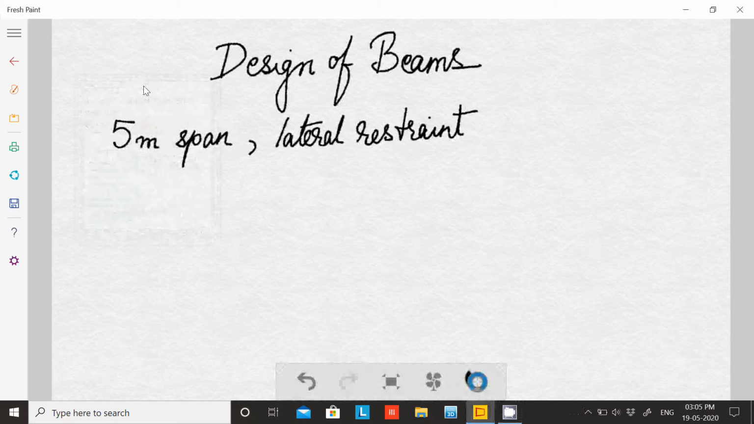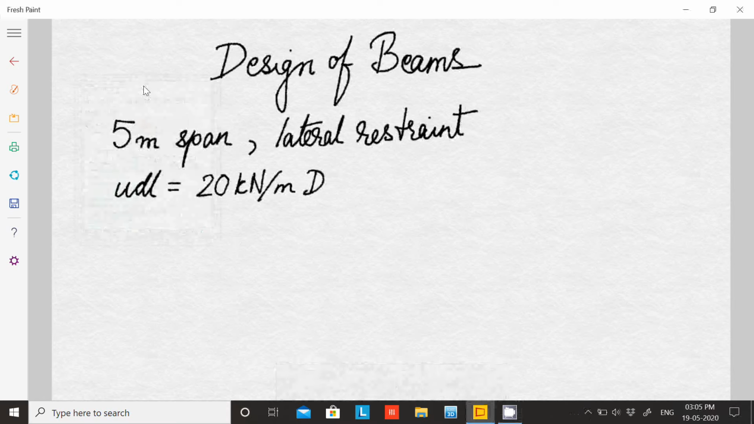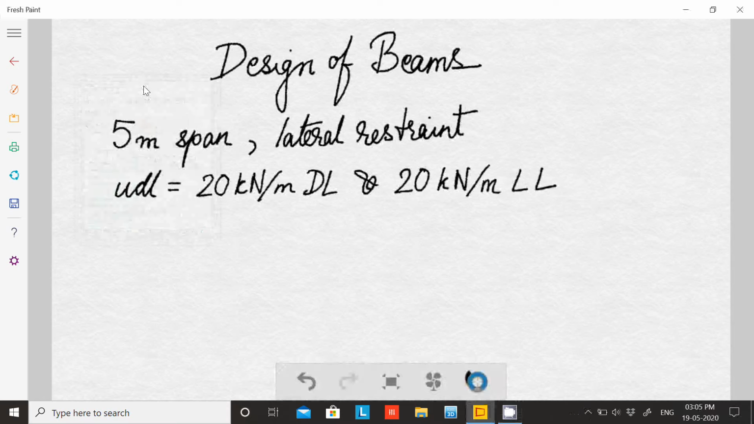Okay, and there is a uniformly distributed load, UDL, which is of 20 kilonewton per meter. Actually, 20 kilonewton per meter dead load is there, and 20 kilonewton per meter live load is also there. Okay, so this is the loading. And then we have to take Fe 410 grade steel.